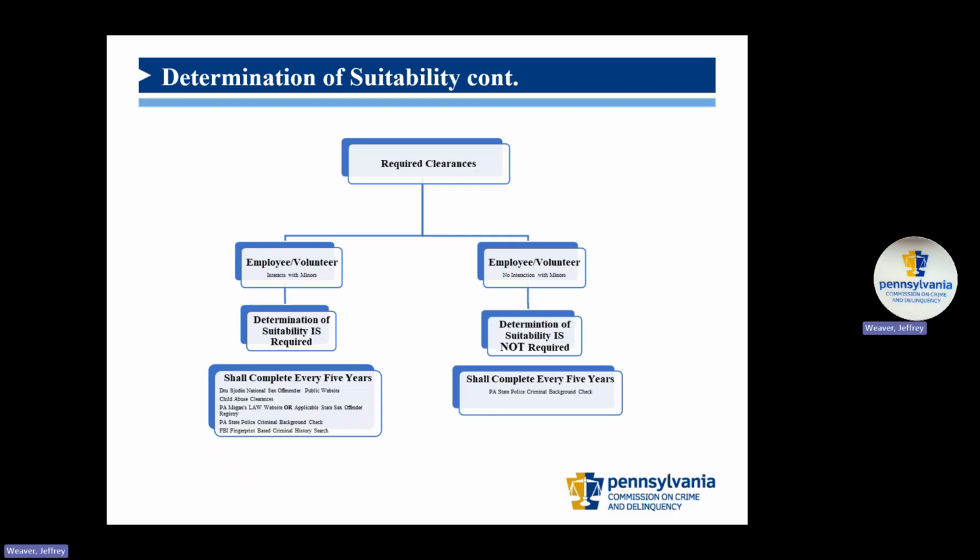If an employee or volunteer is required to meet the suitability to work with minors clause, then the following clearances are required at the time of hire and then every 5 years: the National Sex Offender Public Website, Child Abuse Clearances, Pennsylvania's Megan's Law website or applicable state sex offender registry, Pennsylvania State Police Criminal History Clearance, and an FBI fingerprint-based criminal history search.